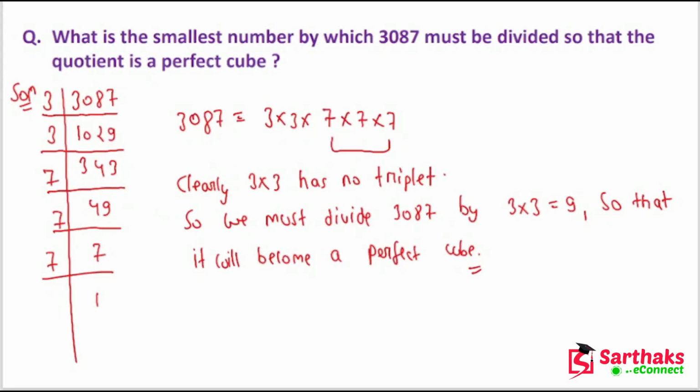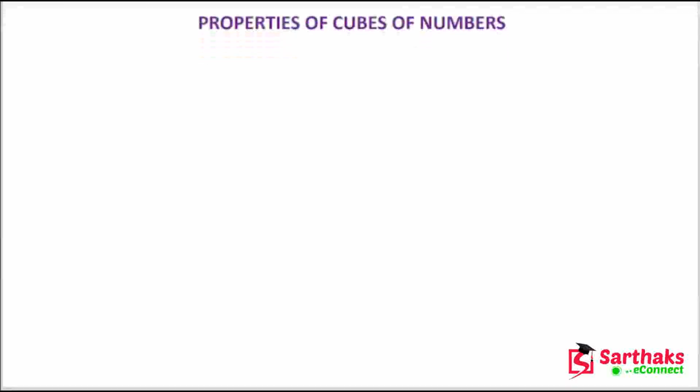Okay, so in this way you can calculate the cubes and you can check whether a number is a perfect cube or not. Now let us talk about some properties of cubes of numbers, right? So there are certain properties which are to be known and which are very specific. So let us talk about property number 1.